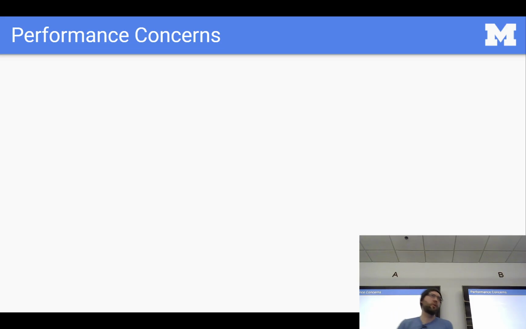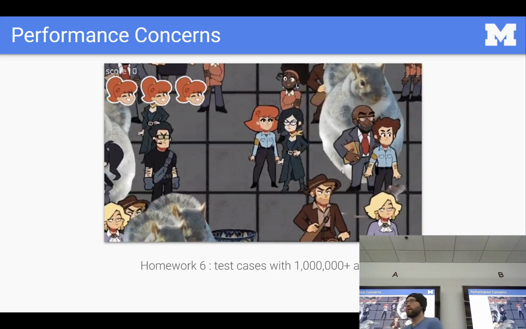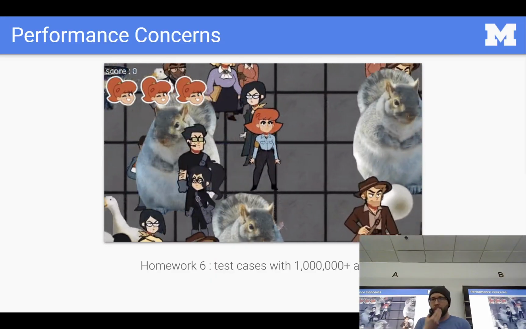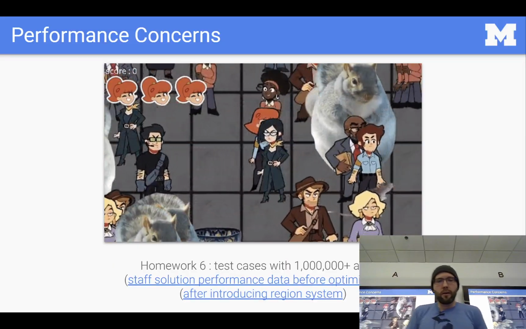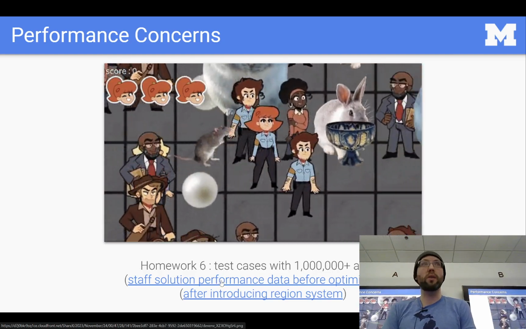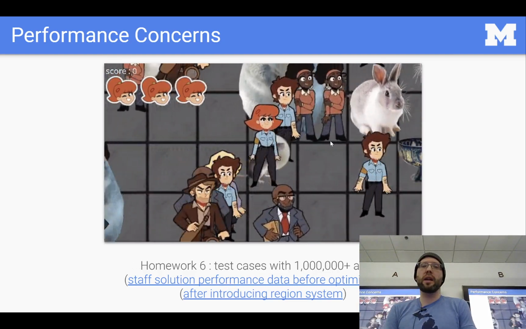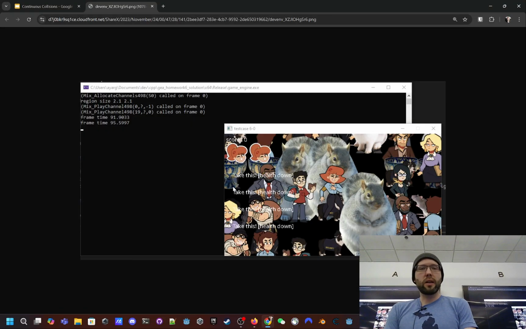So there are some performance concerns that are really important on this homework 6. We're probably going to finish a bit early, and so we'll do some extra office hours. But on homework 6, you've got a bit of a problem, okay? You're going to hit some test cases that have millions of actors in them, okay? And the performance cost can be immense, all right? I'm going to show you what the staff homework 6 solution performance was on this million actor test case before any optimizations.